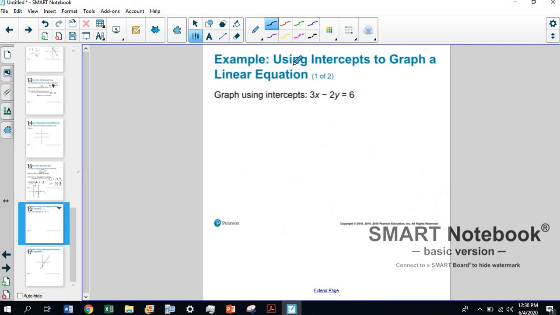All right, finally, one other way to graph a line is using intercepts. We talked about the x- and y-intercepts. Remember, for the x-intercept, you let y equal 0. For the y-intercept, you let x equal 0. So we're going to take a minute here, pause the video, find the intercepts, and then see if you can figure out what the line should look like. Okay?